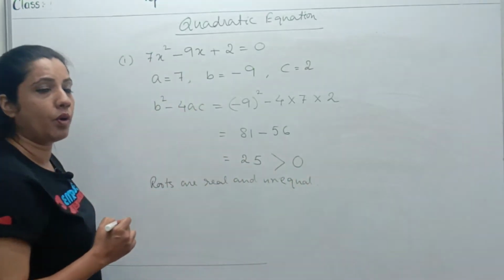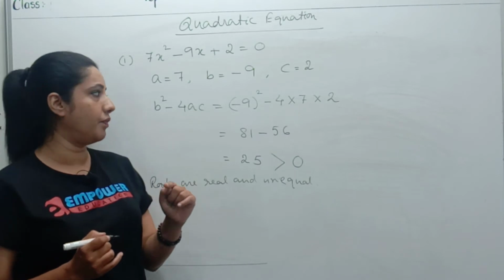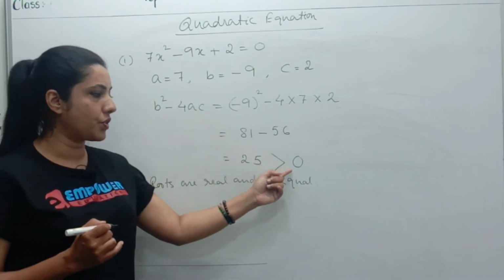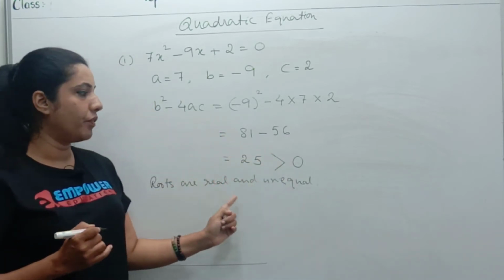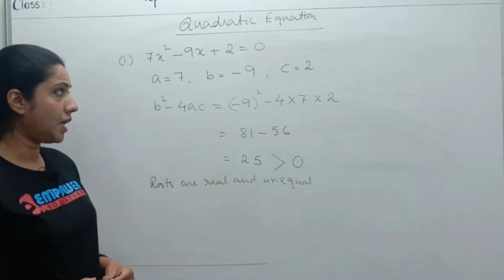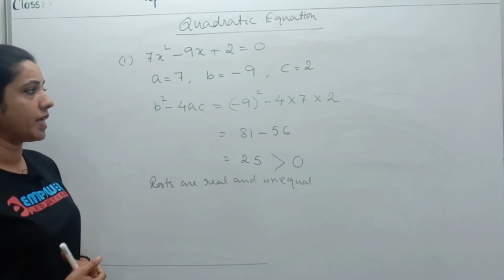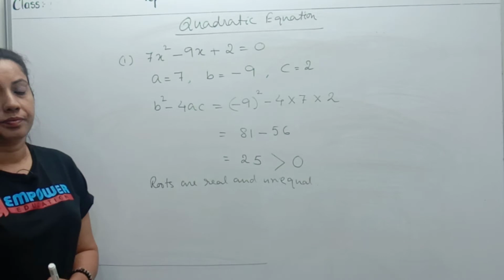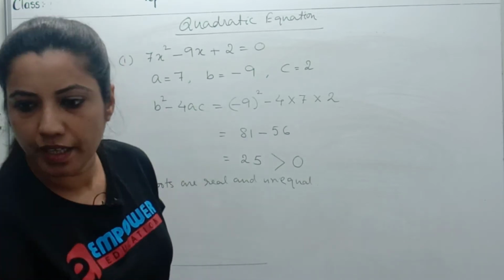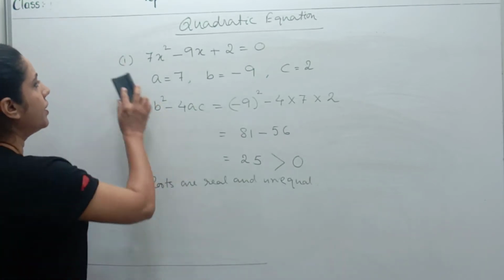Just see the criteria I gave you. The second criteria I gave you: b square minus 4ac is greater than 0, then the roots will be real and unequal. Please copy this down. We will see some more examples. Done? Okay. Let me take another example here.